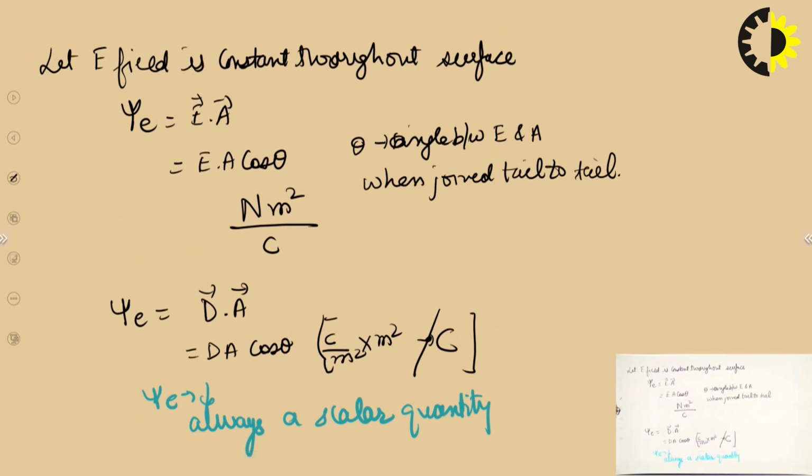Now see, let E field be constant throughout the surface, then psi E equals E dot A, that is E A cos theta. This can also be presented in terms of electric flux density, D vector dot A vector, which equals D A cos theta. So this flux psi E always comes out to be a scalar quantity, because there is a dot product and the result of a dot product is always a scalar quantity.